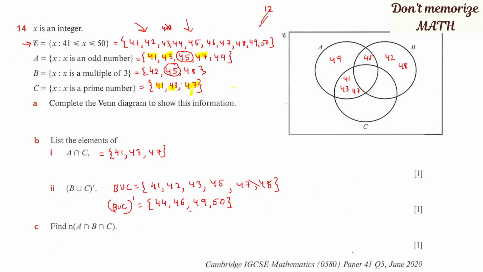Okay, then the number of elements of A intersection B intersection C. So is there any common element here for set A, set B and set C? There is no common element. So the number of elements will be 0. Don't write 5. I think in the textbook they have mentioned 5. 5 is a set. Here they are asking n of, n means number of elements. So the number of elements is 0 here.